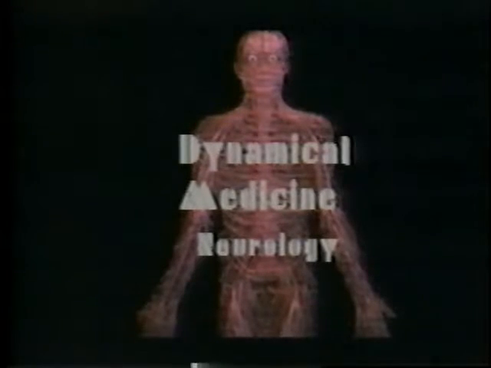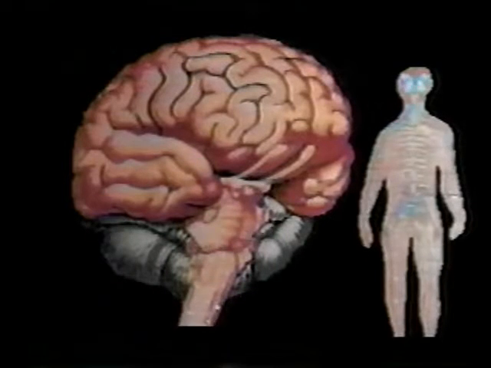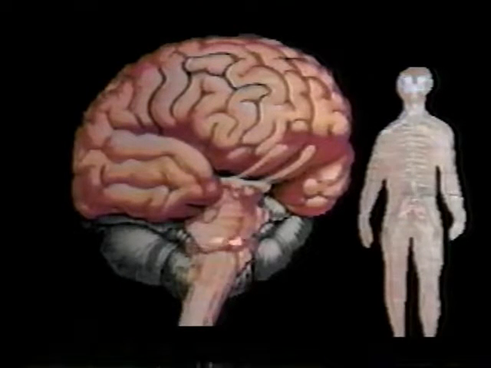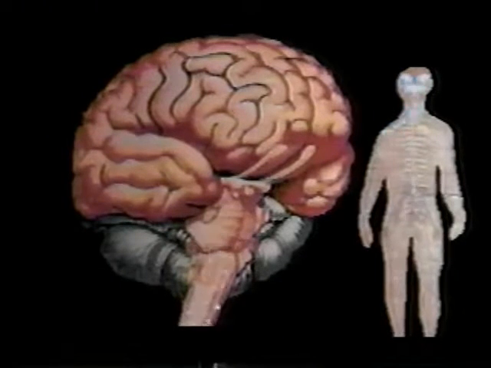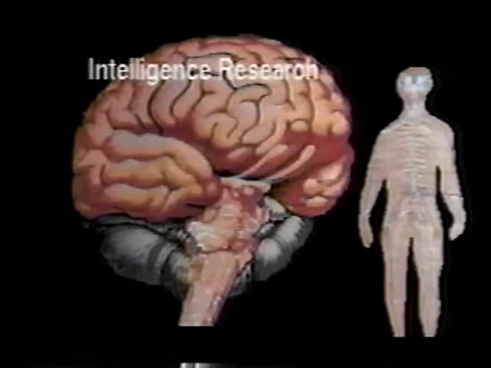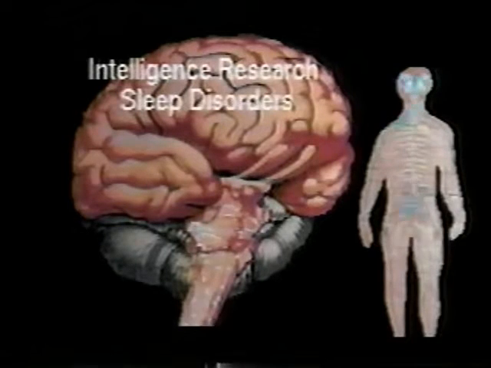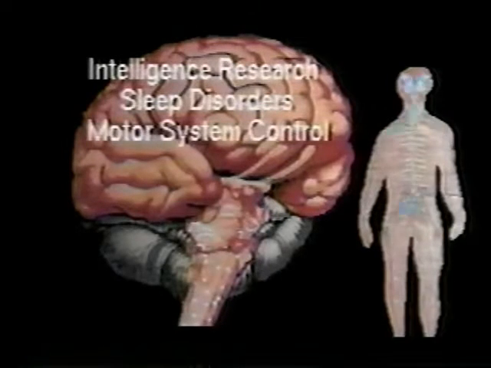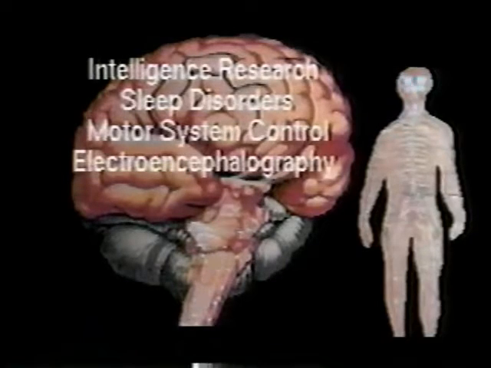Dynamical medical modeling, neurology. A similar phenomenon takes place in disorders of the central nervous system. Chaos mathematics has yielded interesting insights in several important areas of neurology: intelligence research, sleep disorders, motor system control, electroencephalography, and seizures.